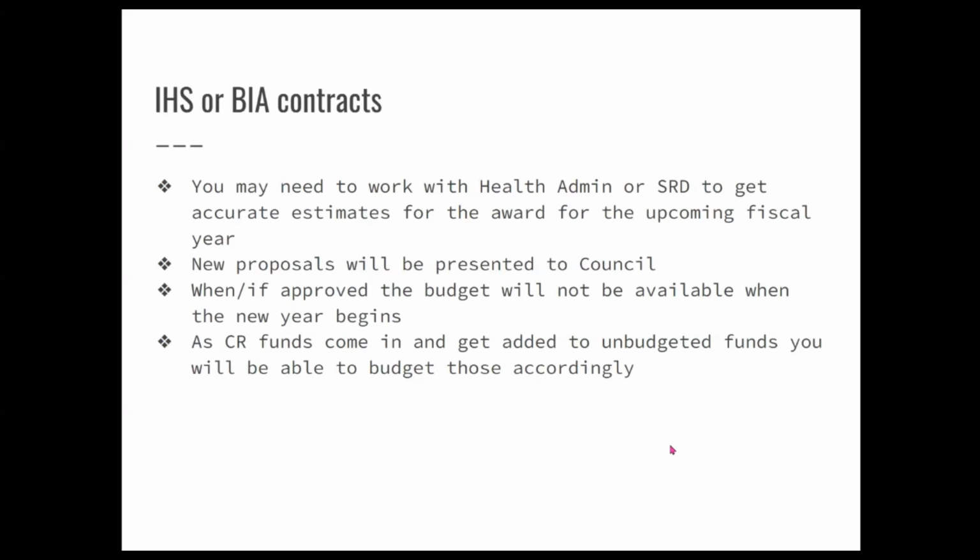If you have IHS or BIA contracts, you may need to work with Skyla or Ken Ledoux to get accurate estimates for the awards for the upcoming fiscal year. Those proposals do get presented to Council along with all the other budgets. And if they're approved, the budget will not be made available on October 1st. Instead, the budgets happen as the CRs happen and funding becomes available, and then we'll budget from there.